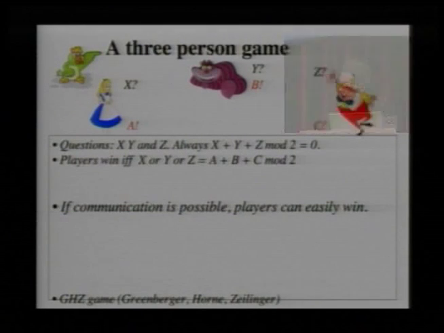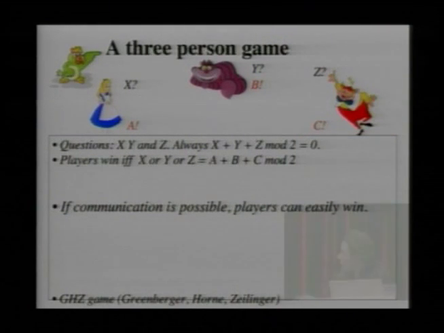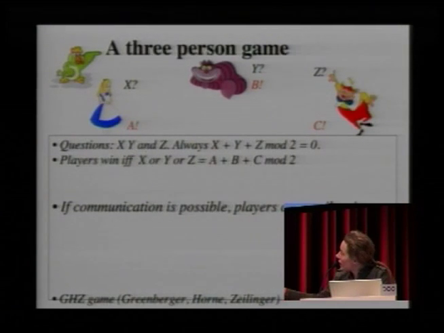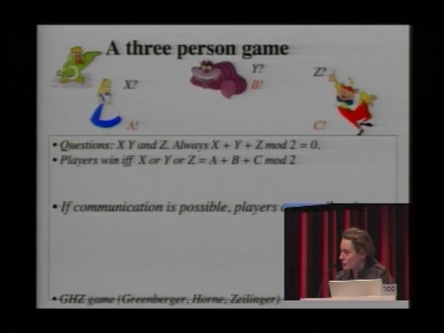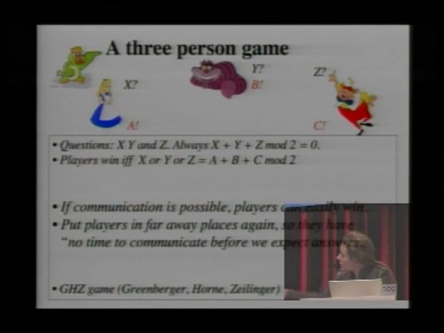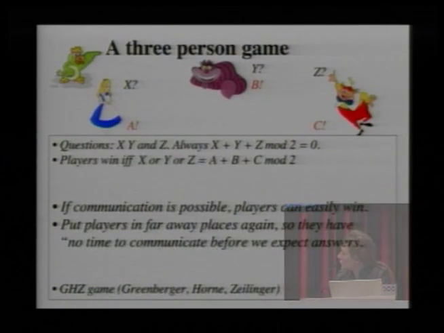Okay, clearly if we would have communication, then it's clear that they can win the game. They can tell each other which questions we ask, and then they can pick A and B and C in accordance with our requirements and win the game always. So let's make sure they can't communicate, by putting them far apart.